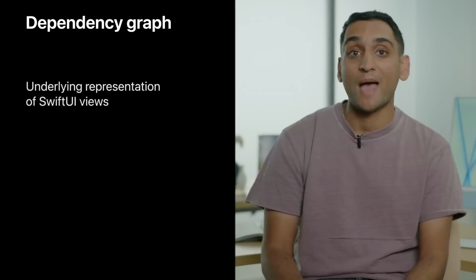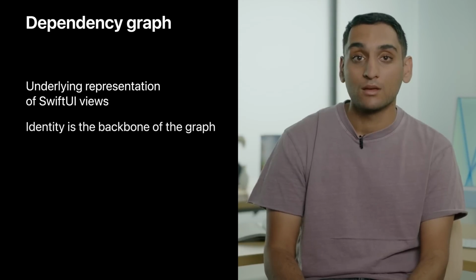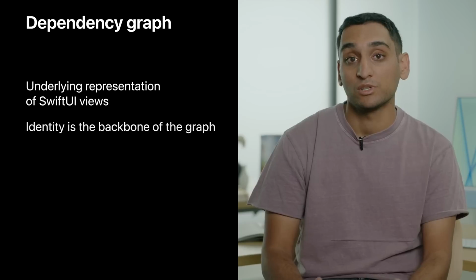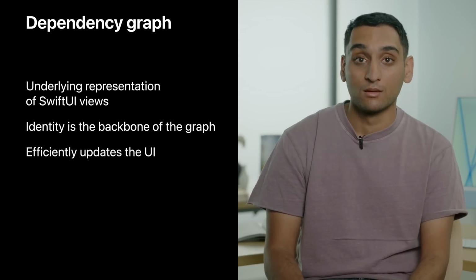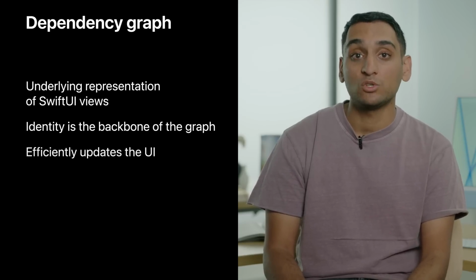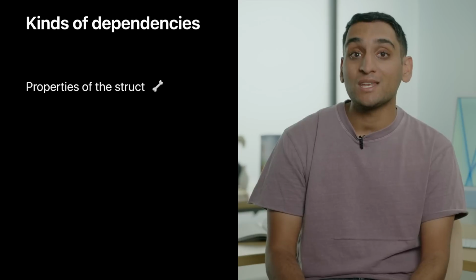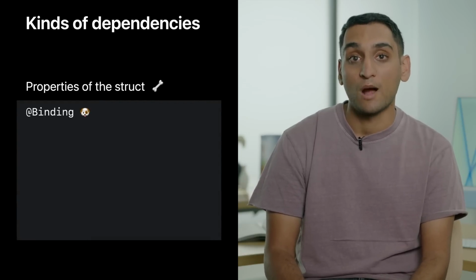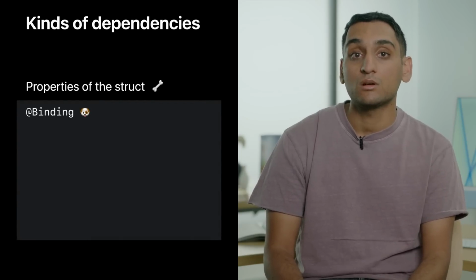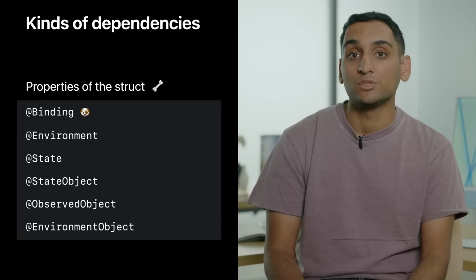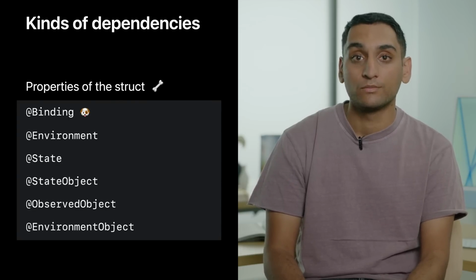An identity is the backbone of the dependency graph. As Matt said, every view has identity, whether specified explicitly or structurally. That identity is how SwiftUI routes changes to the right views and efficiently updates the UI. There are many kinds of dependencies. We saw a few examples earlier with the treat property and the dog binding, but you can also form dependencies by using the environment, state, or any of the observable object property wrappers.